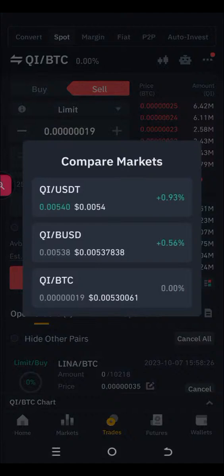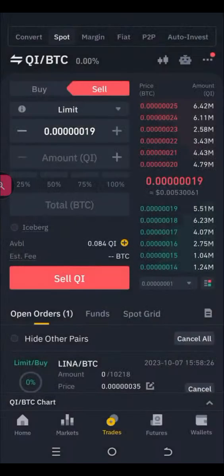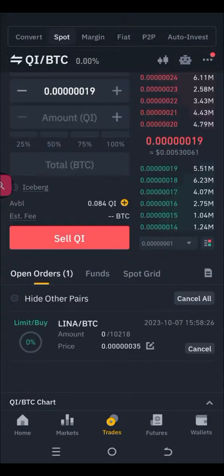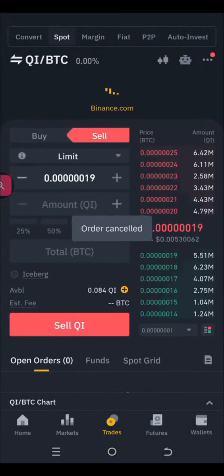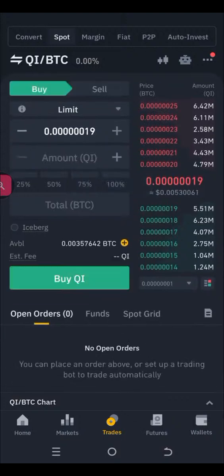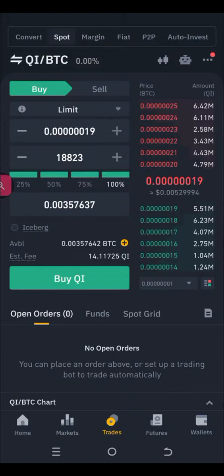So this is QIBTC. What will I have left? Let's just cancel it and see what it will give us. If it's not going to be favorable, we'll just go back to Lena BTC. So let me just cancel at this point. Okay, so we'll do a quick simulation and see what we can get here. Let's buy and see how much we can get. So this is what we have, 357,637. So what we're going to get is this amount.